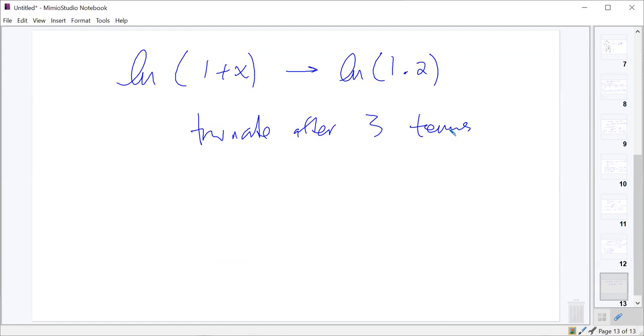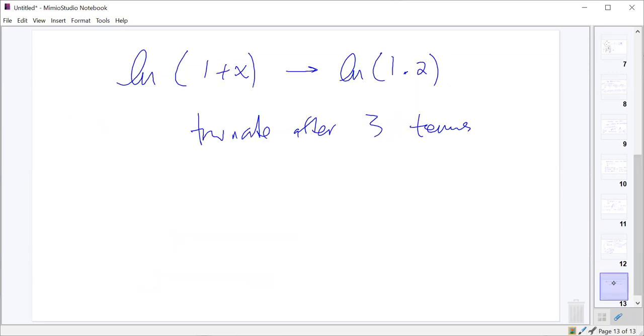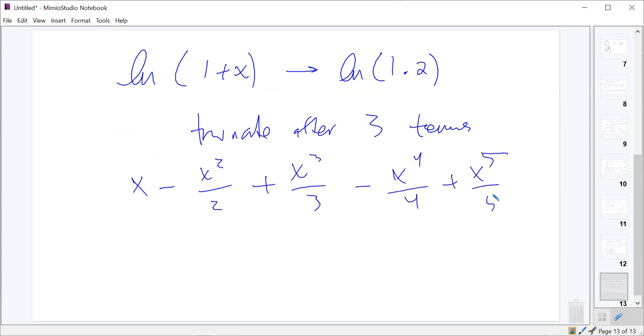So first thing we need to do is write out and think about what that series looks like. If you don't remember it, you should remember it. But here it is. This is negative 1 to the n minus 1, x to the n over n. So that should look like x minus x squared over 2 plus x cubed over 3 is our truncation. We'll write out some more terms. They just keep looking like this, right? But we're going to truncate right here.